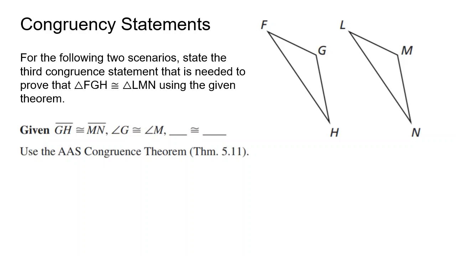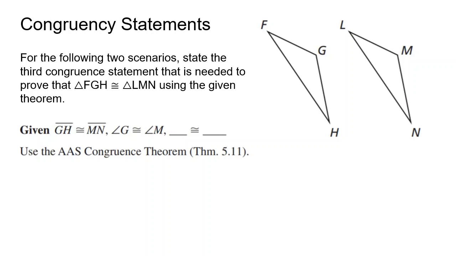Now, one thing you're going to have to do is complete a congruency statement to prove that two triangles are congruent using some sort of theorem that we've talked about: either angle-angle-side, angle-side-angle, side-angle-side, side-side-side, etc. And here's an example. I'm going to have 3 examples of these using the same diagrams, using different congruence theorems.